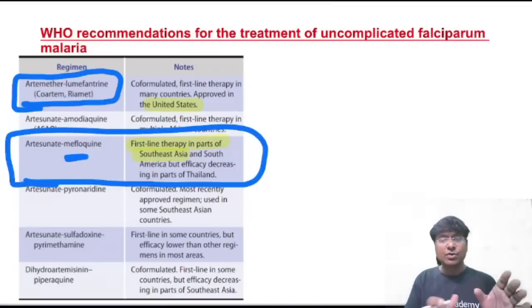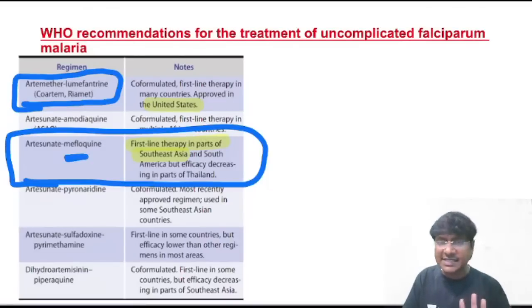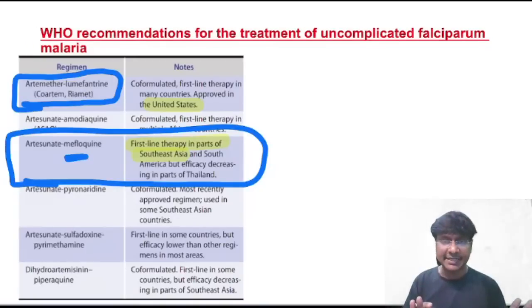And whenever you are giving chloroquine, along with chloroquine, you should combine primaquine or tafenoquine. And for falciparum malaria in India, the drug of choice will be artesunate as well as mefloquine. So this is a quick recap related to malaria, right?